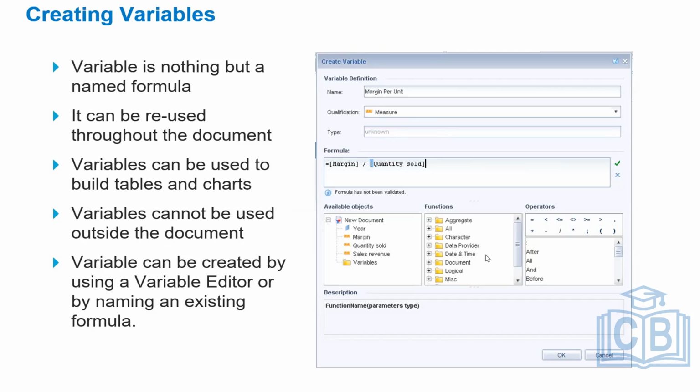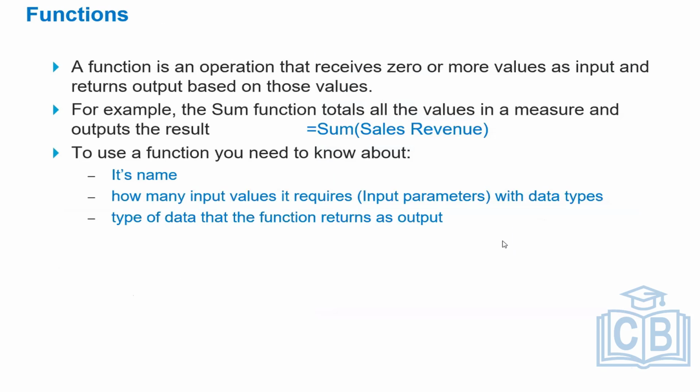Date and time means, for example, converting a string to a date. We have those functions available, which are provided by Business Objects. We can use them to create variables or formulas. To use a function, you need to know its name, how many input values it requires, which data types, and what type of data the function returns as output.